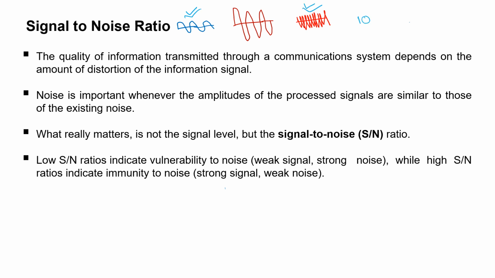Let us say it's 10 dB, and the comparison between this signal, that is the high signal, with the same noise, I have, imagine, 20 dB. So an S over N ratio of 20 dB is better than an S over N ratio of 10 dB. That's exactly what is told in this point. That is, low signal to noise ratio indicates vulnerability to noise, and high signal to noise ratio indicates immunity to noise, strong signal and weak noise.